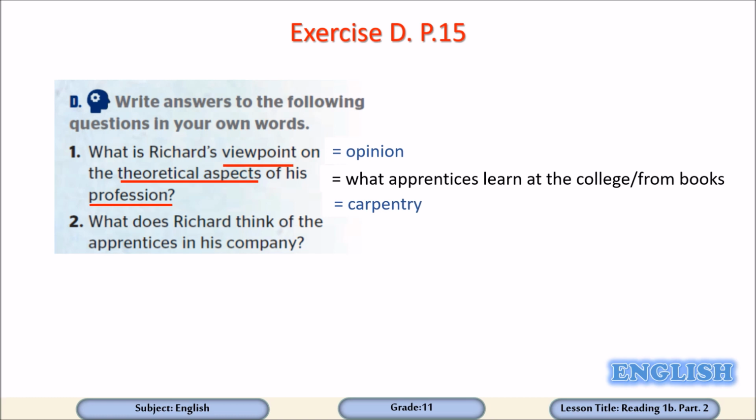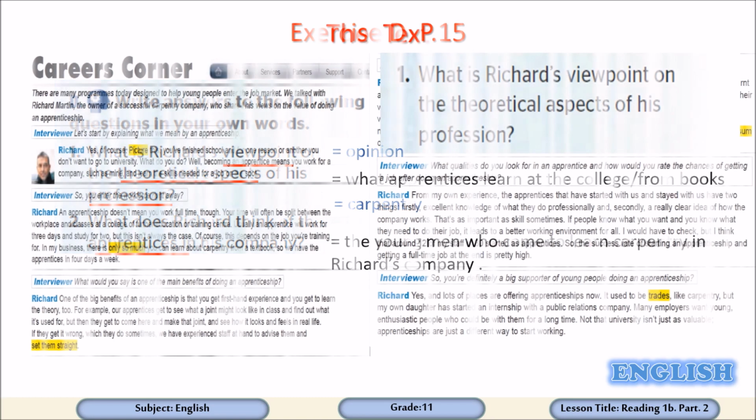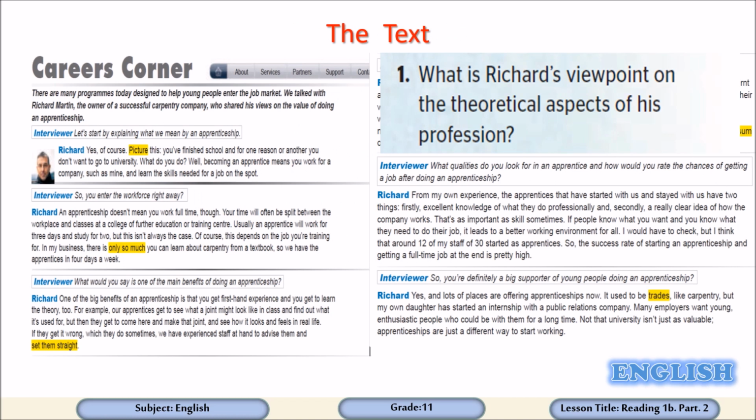Question 2 now. What does Richard think of the apprentices in his company? Any difficult words? Who are the apprentices? Yes, they are the young men who come to learn carpentry in Richard's company. Read the text quickly and answer question 1. What is Richard's viewpoint on the theoretical aspects of his profession?